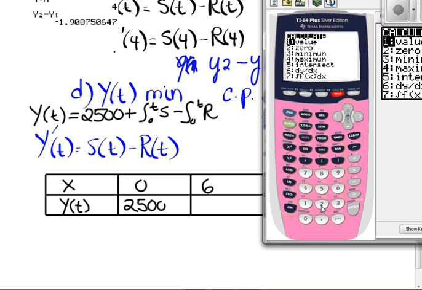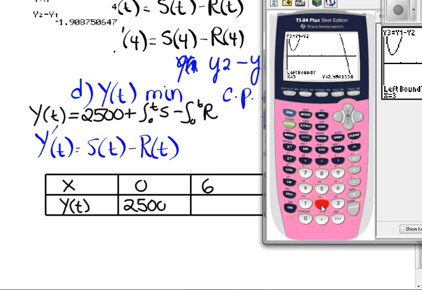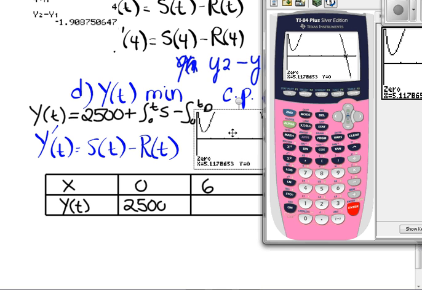So when I do a zero, I'm going to type in the left bound, let's type in 4, and the right bound, let's type in 6. As long as you're on your graph, you're okay. And the guess is just in case there are 2 possibilities, but there aren't. There's just the 1, and there it is: 5.1178, whatever. You just do it on your calculator.